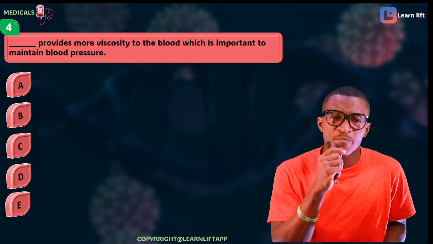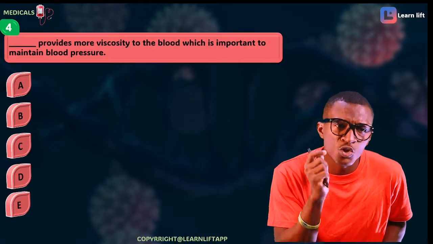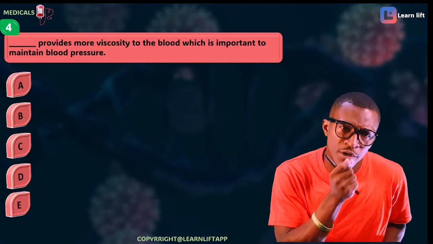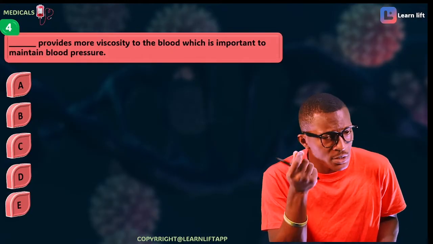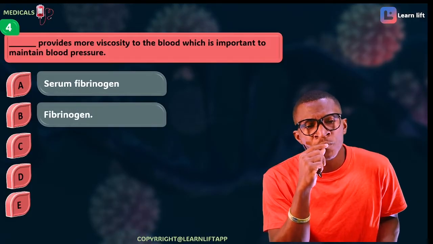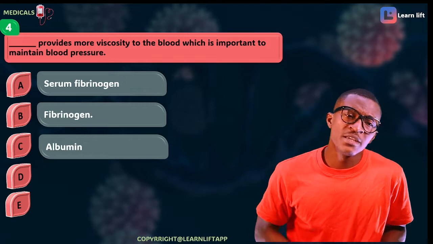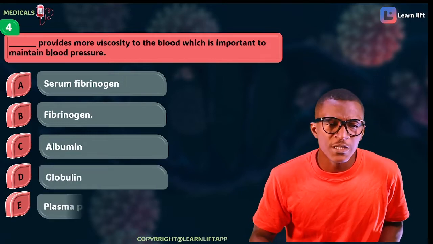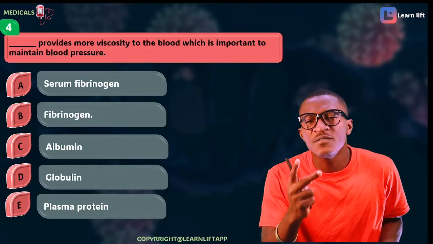The question says dash provides viscosity to the blood, which is important to maintain blood pressure. Viscosity, we talk about thickness of blood. Option A says fibrinogen, C says albumin, and D says globulin, E says plasma protein. You remember what are the two things that cause viscosity in blood?